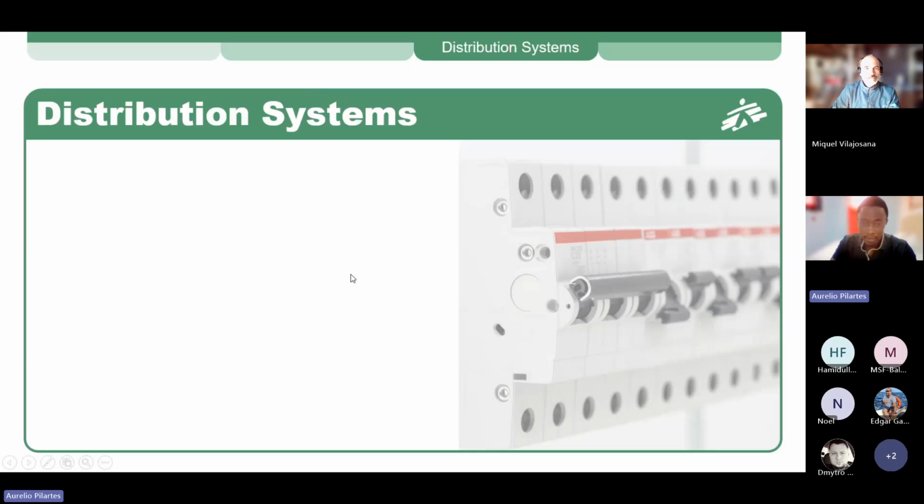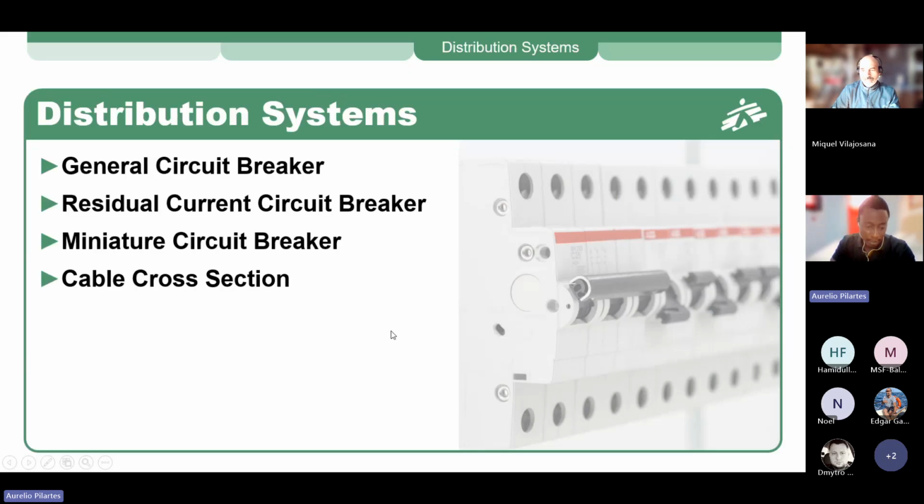Then let's move forward and keep talking about the distribution systems. So when we are protecting our power system, we always have, as we saw in the diagram before. Sorry, Aurelio, yes, there's a question.